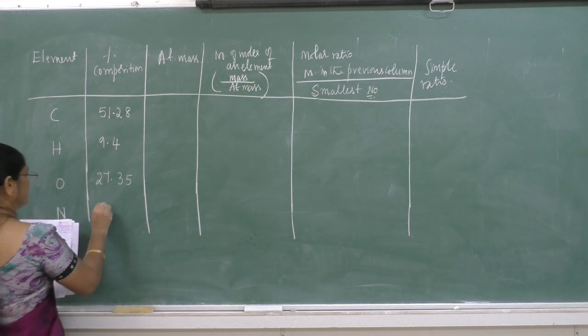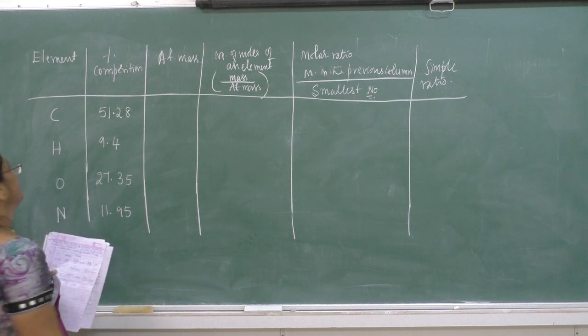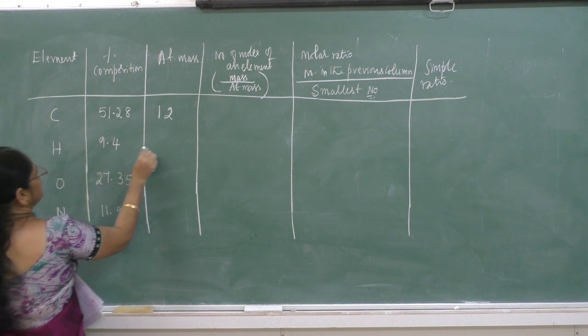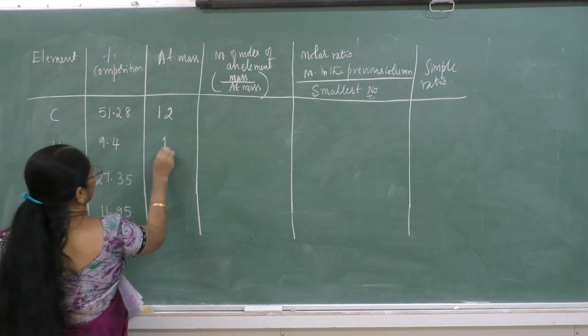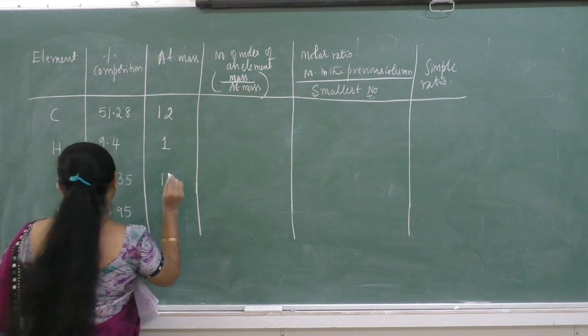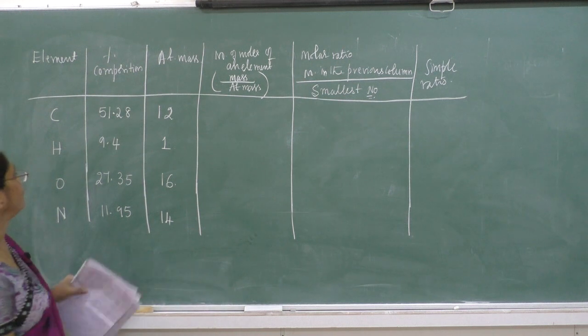Nitrogen is 11.95%. The atomic mass of carbon is 12, the atomic mass of hydrogen is 1, the atomic mass of oxygen is 16, and the atomic mass of nitrogen is 14.